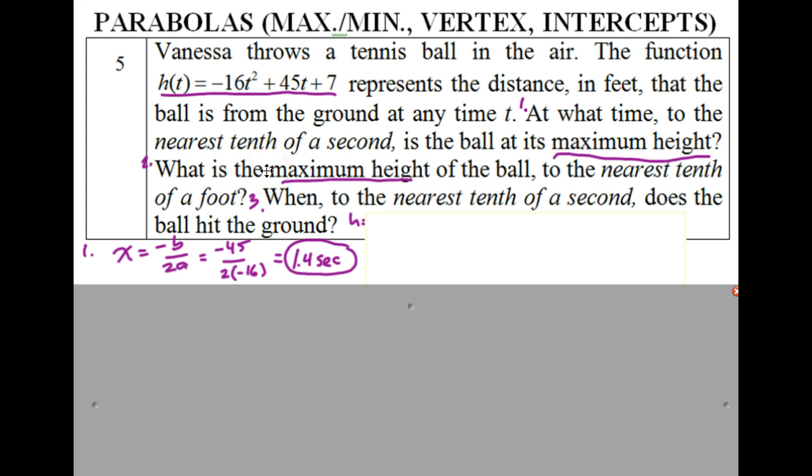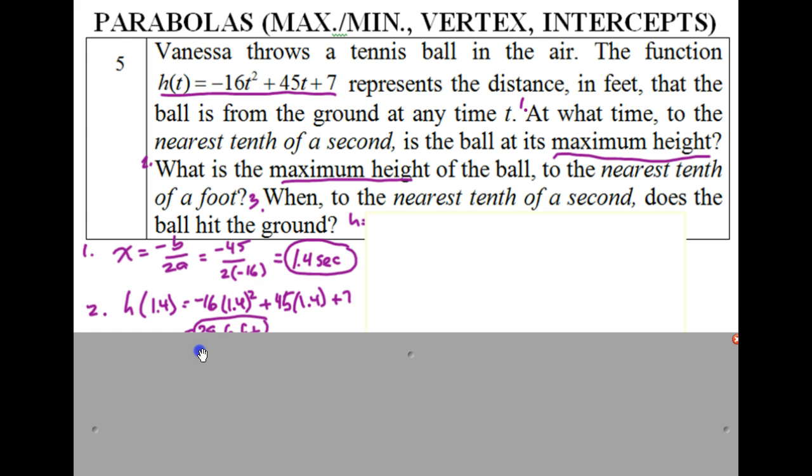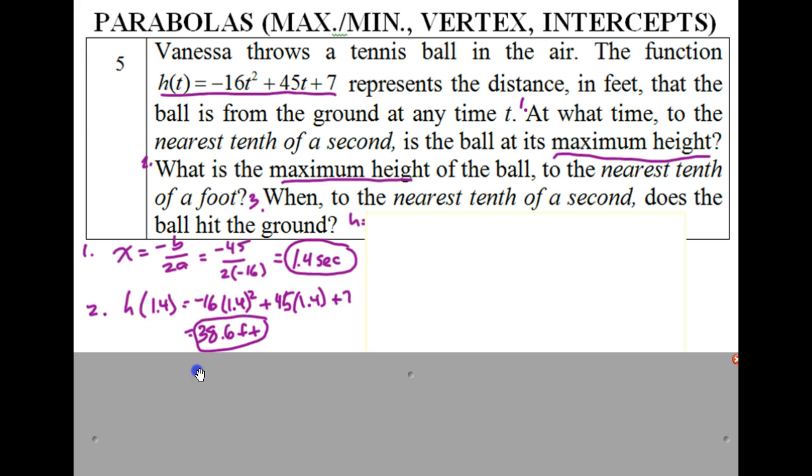Second question is easier. It just asks you to find the maximum height at that particular time that we just found, 1.4 seconds. So that's just a substitution question. Sub in that 1.4, let your calculator do the work, and you're going to end up with 38.6 feet. You should always use your intuition on these types of questions and ask yourself, does that even make any sense? And I think that's a reasonable height for the ball to have gone.